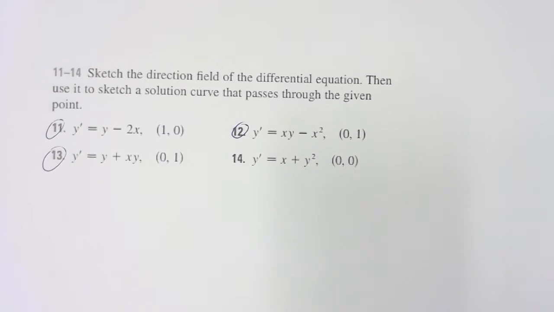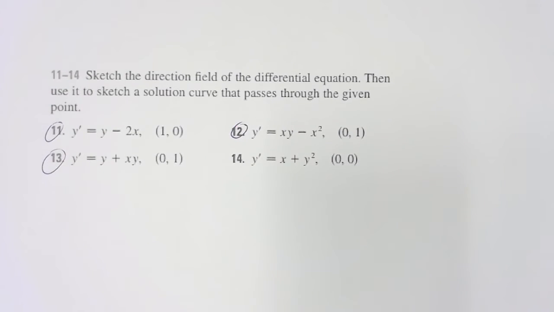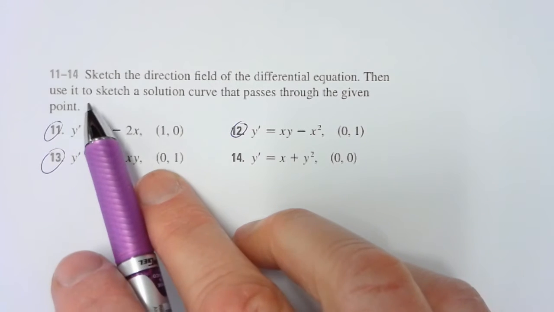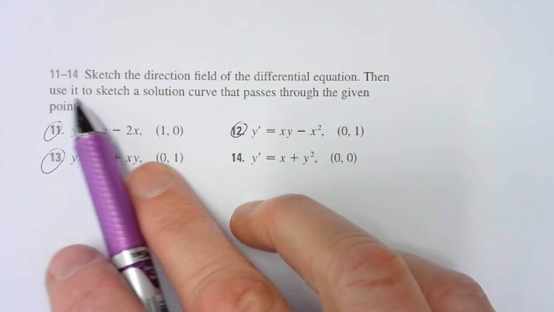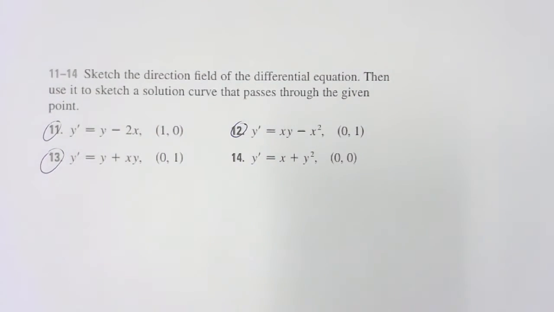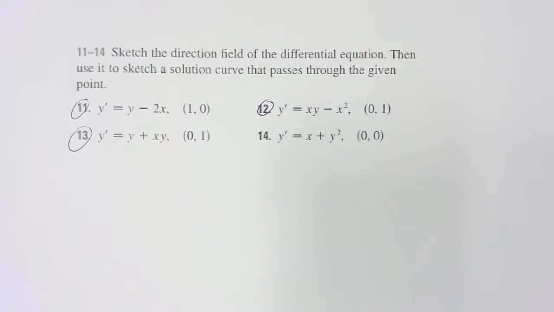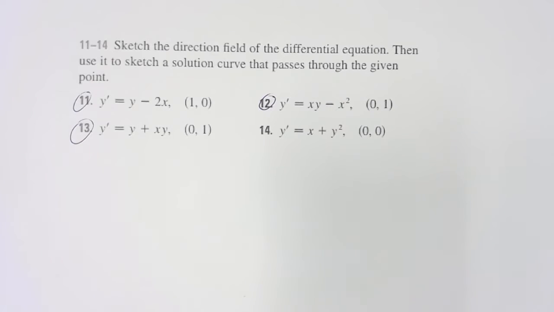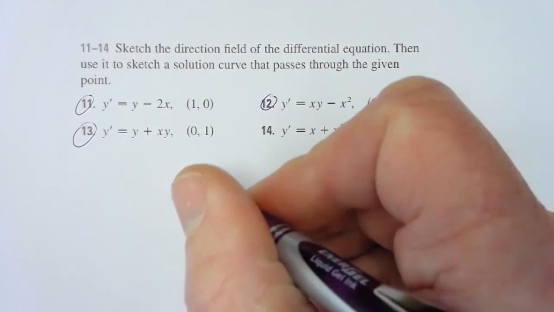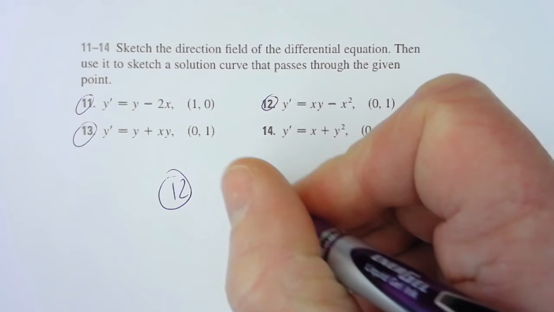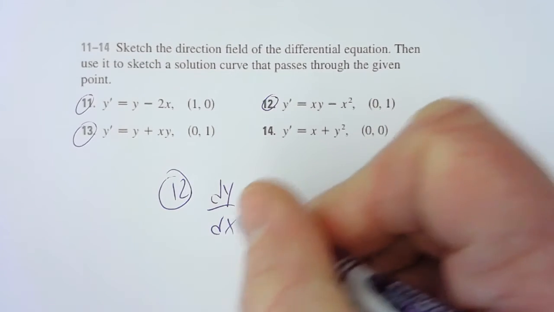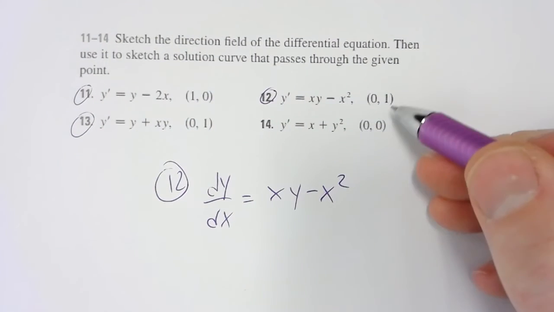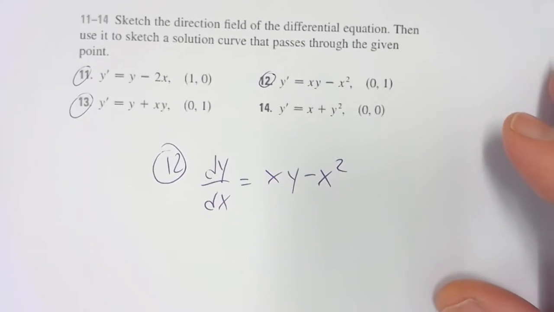So basically, sketch the direction field of the differential equation, then use it to sketch the solution curve that passes through the given point. All right, so just make a few points here. Let's do number 12. So we've got y prime, dy/dx, is equal to xy minus x squared. And then we're going to draw in the Euler curve.